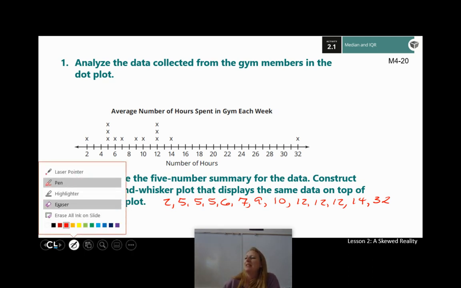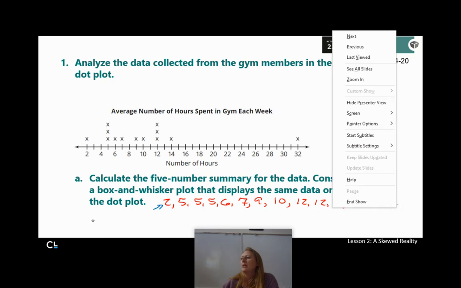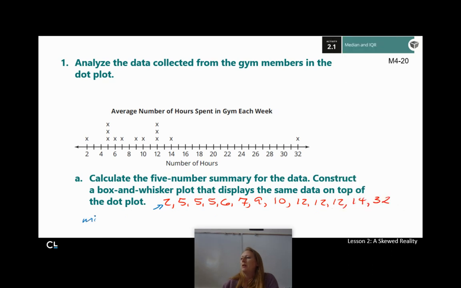That was the first thing we needed to do. All right, so my 5-number summary, some of these are super easy, right? We know that this is our minimum. We know that this is our maximum. So make a quick note of that. My minimum is 2. My maximum is 32. So make a quick note of those.